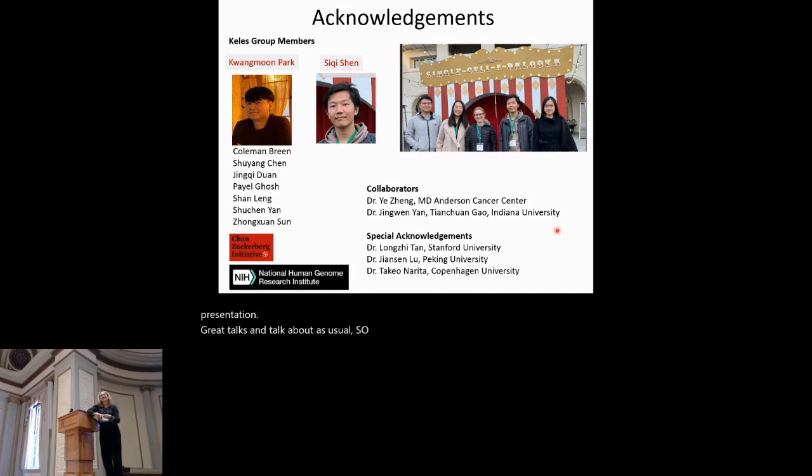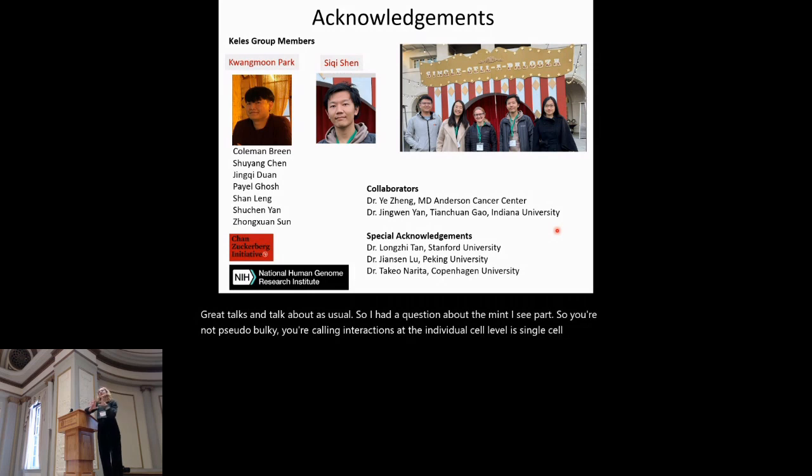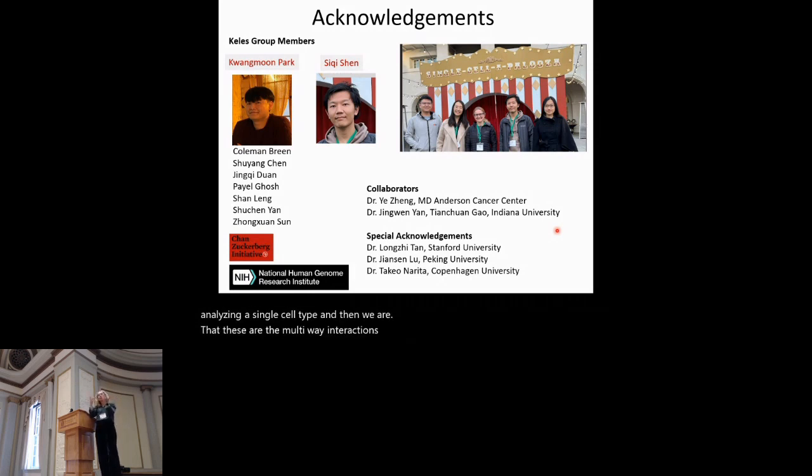So I had a question about the MINT-SE part. So you're not pseudo-bulking. You're calling interactions at the individual cell level, the single cell Hi-C. We are not identifying interactions for a given cell. So we are using cells as replication so that we can quantify those pairwise interactions really well. But at the end of the day, we are analyzing a single cell type, and then we are saying that these are the multi-way interactions for this cell type. So you would expect that a majority of the cells actually have that multi-way interactions.